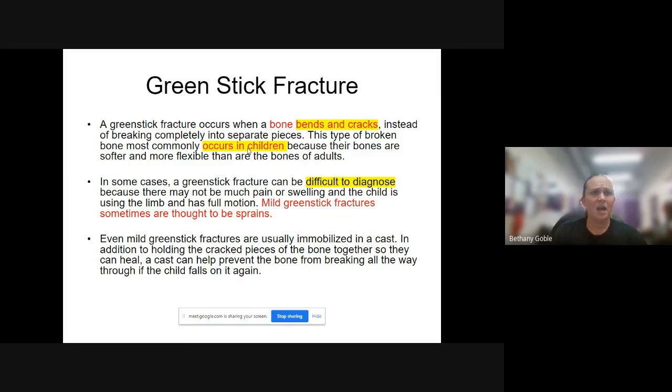Think of a very new tree, okay? When it starts forming its new limbs and branches, they're greenish in nature. If I pull off a stick and try to bend it and crack it, you can't. It's just going to bend, right? That's very similar to babies' and children's bones. So if they break a bone, it's more of a splinter. Sometimes they might not be able to diagnose that a green stick fracture happened, right? A lot of people think, oh, they just hurt themselves, because you can't diagnose it.